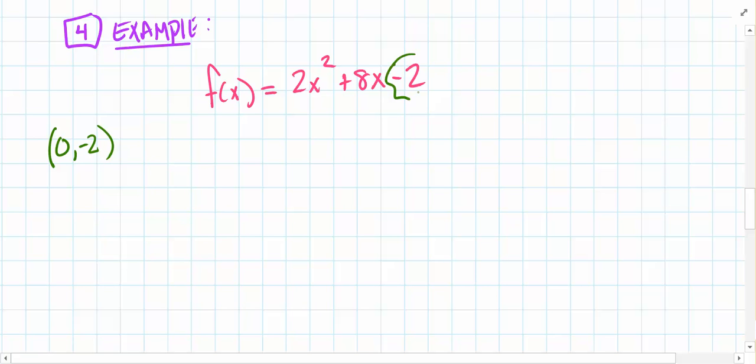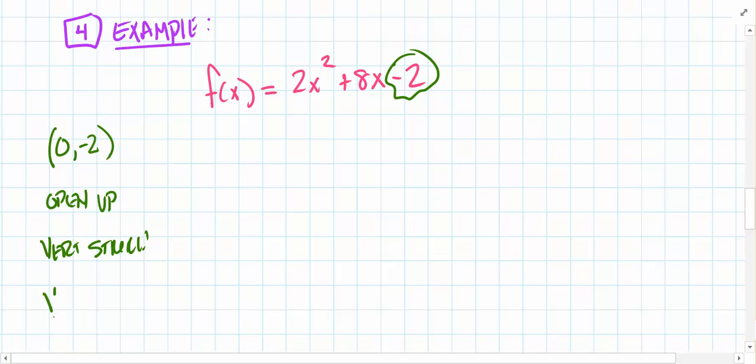Okay. What's that? Yep, not flipped over the x-axis, so it opens up. What else do I know? We have a vertical stretch. And we can get the location of the vertex. So let's actually do that together.